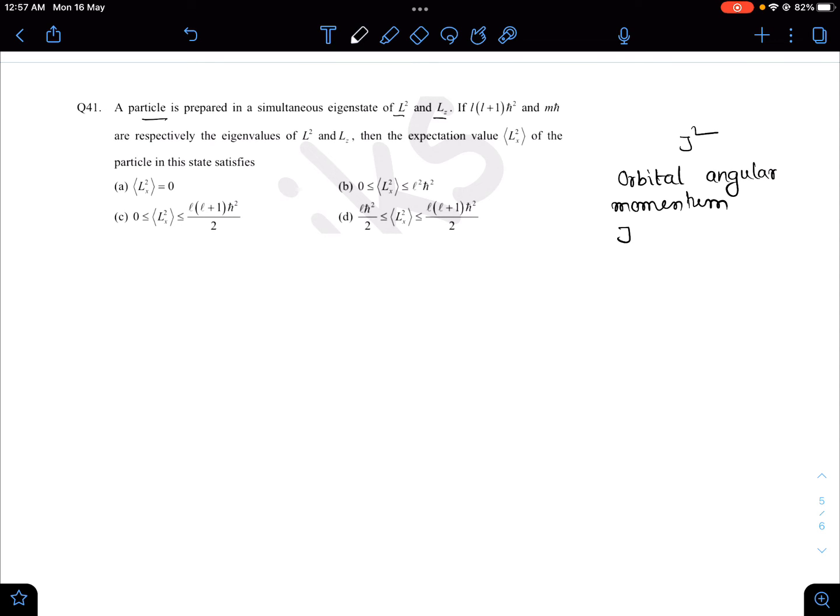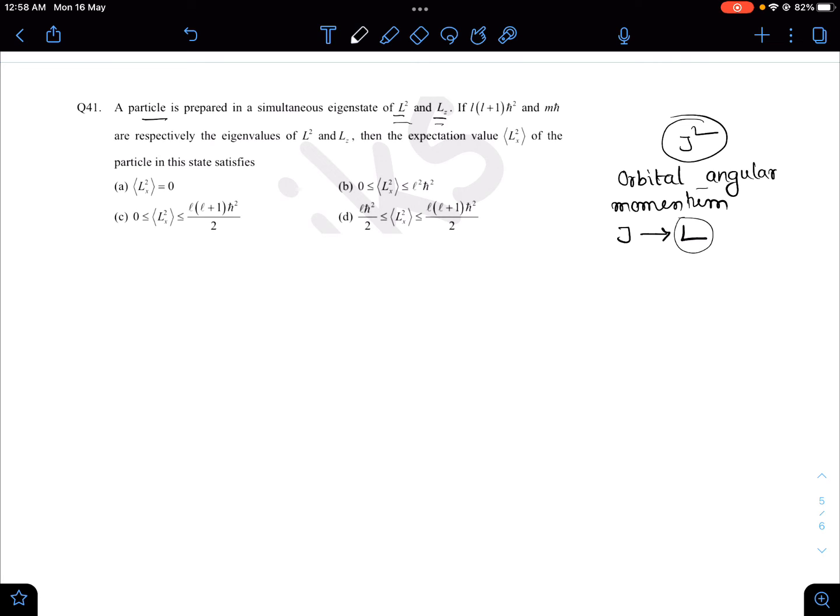If we have only orbital angular momentum, then we can replace J by L. J is for the generalized case. So it can be orbital angular momentum only, or spin angular momentum only, or a combination of both. So basically this is angular momentum. If we have orbital angular momentum, then we will use L. All the mathematics are the same.